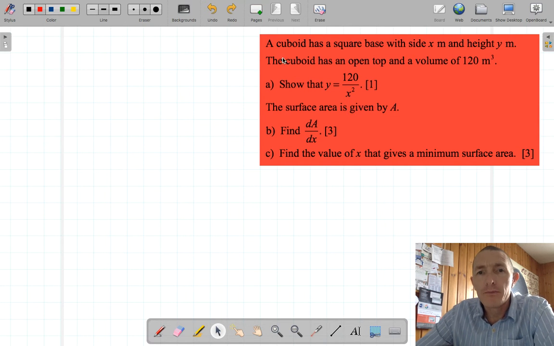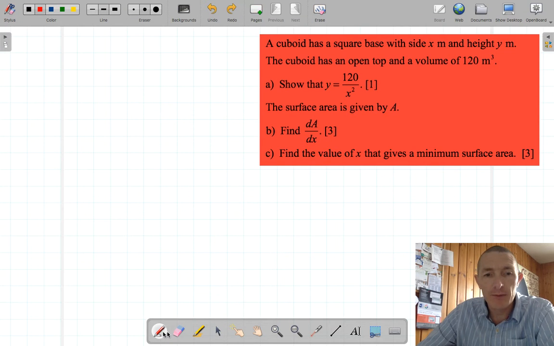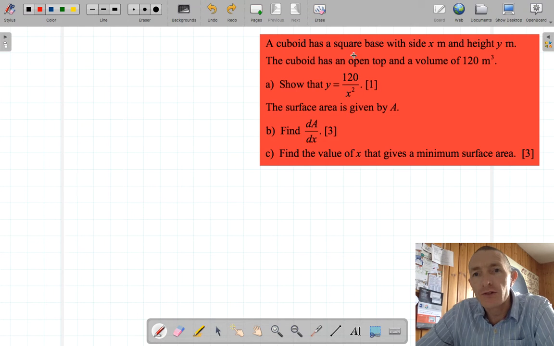Okay, we've got a differentiation problem here, and it's all about maximization, the kind of problem that comes up every once in a while. And this is a very classic problem. So a cuboid has a square base with a side of x and a height of y. The cuboid has an open top and a volume of 120 meters cubed. Show that y equals this.